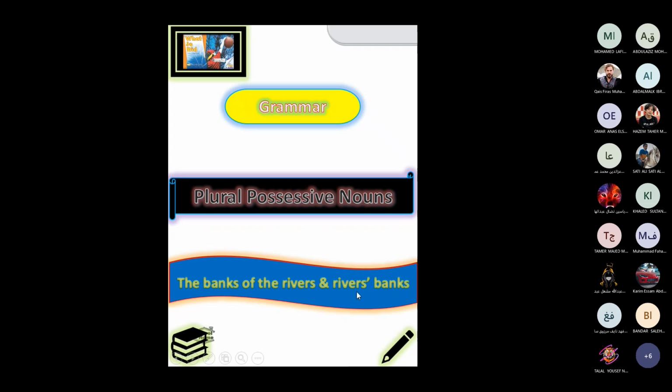That's why I keep asking you that question. What do the rivers have here? You say that the rivers have banks and the banks belong to the rivers. So rivers own banks. Before, we were asking, what does a river have? You say a river has, for example, a bank, and the bank here belongs to the river. And I can ask you, what does the river own? You say the river owns the bank, and the bank belongs to the river.